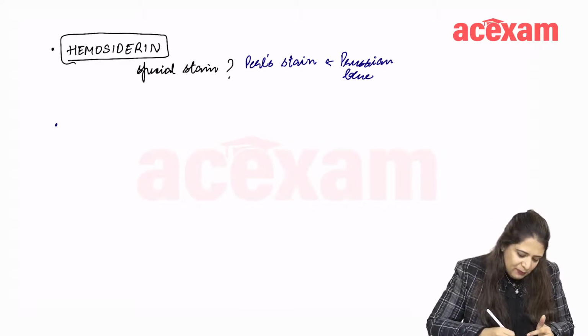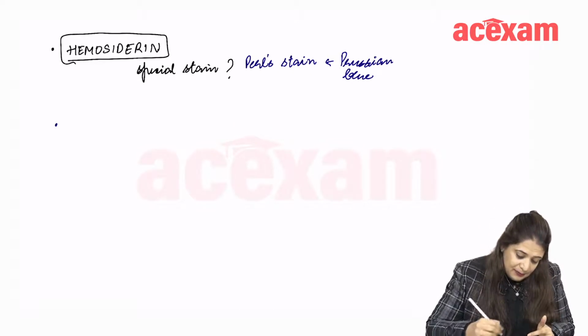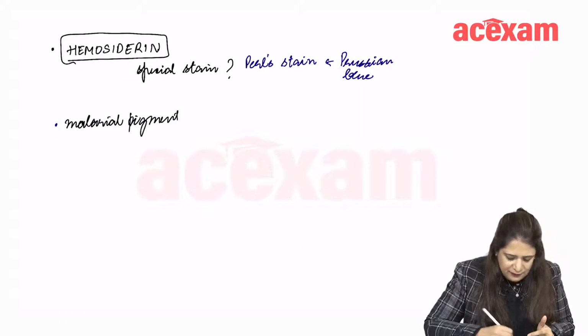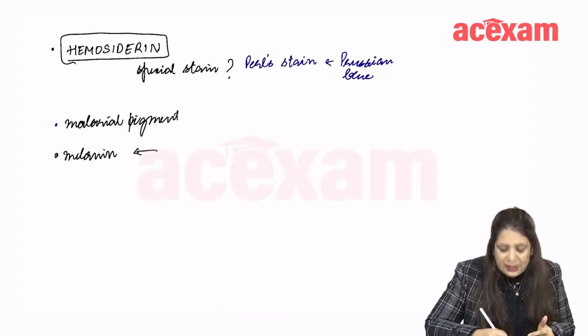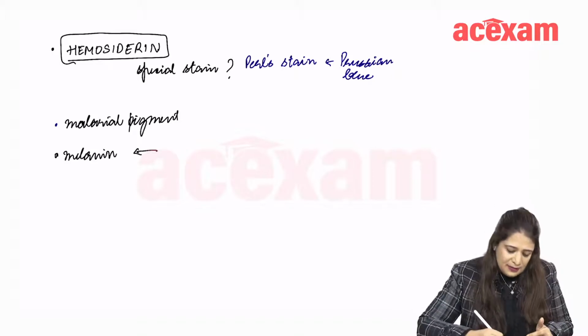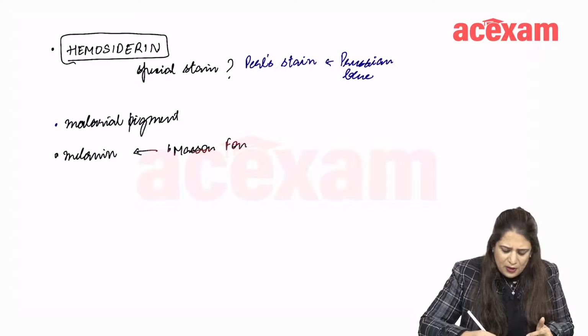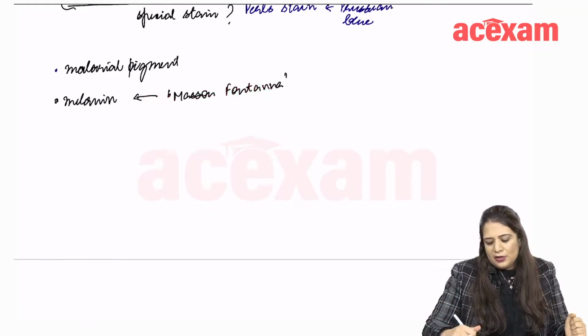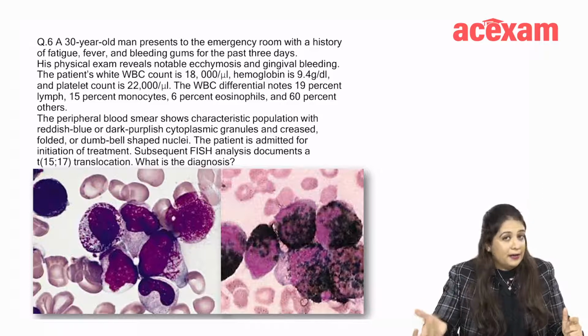Then besides hemosiderin, even malarial pigment is black in color and can be confused sometimes, and even melanin. What is the stain used to identify the melanin? It is Masson Fontana. So these all are just the questions, potential more questions which can be related to this brief and easy question. So let us discuss another question.